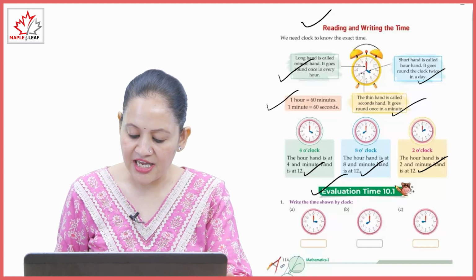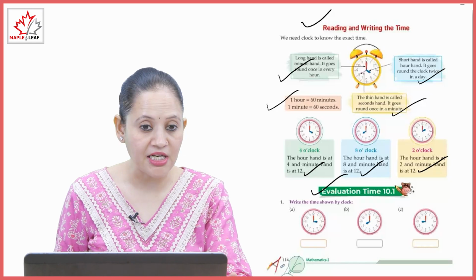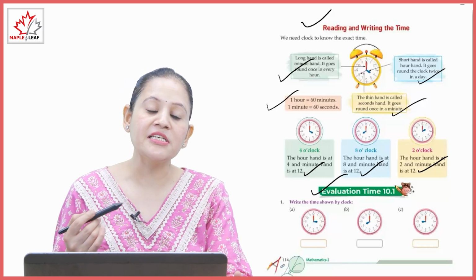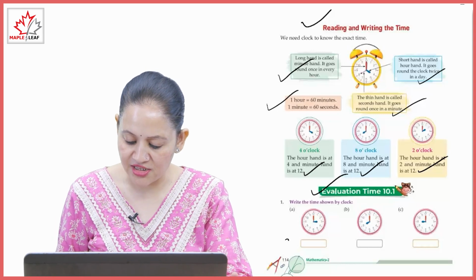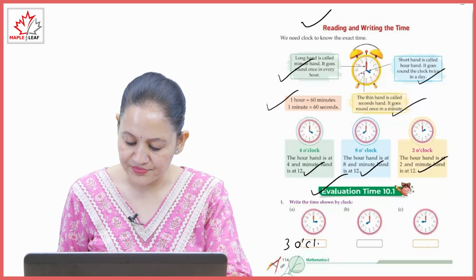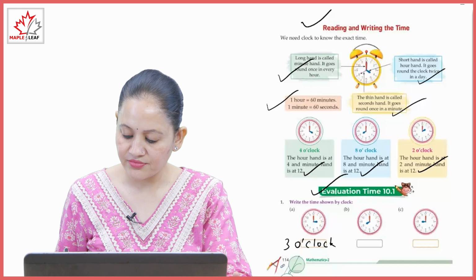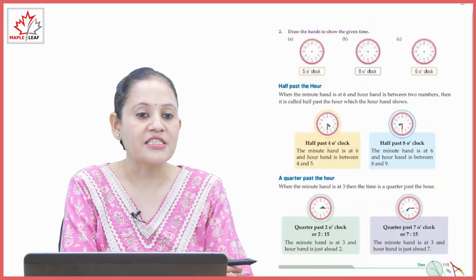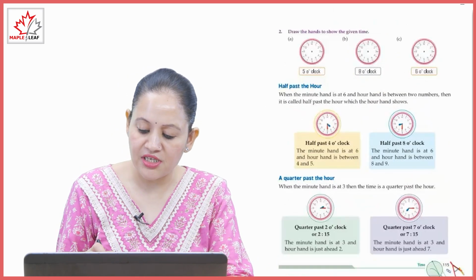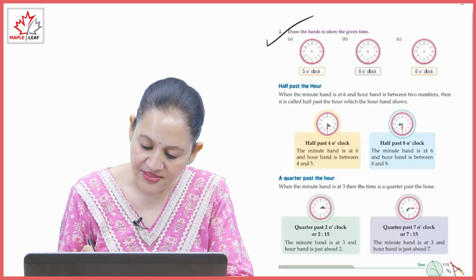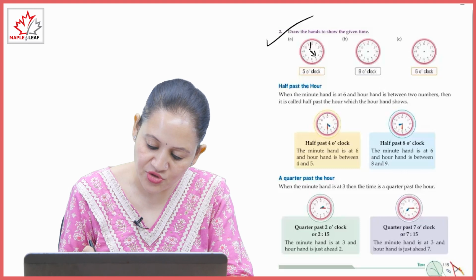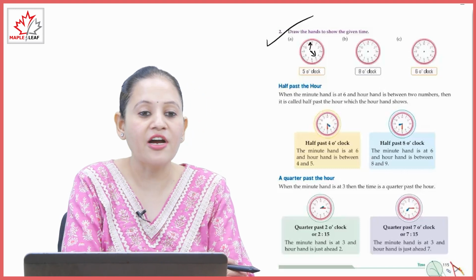Here you can see the hour hand is on 3 and the minute hand is on 12. जब भी minute hand जो होगा 12 पे होगा हम time को o'clock पे लिखेंगे. So time यहाँ पे क्या हो जाएगा? 3 o'clock. Next is draw the hands to show the given time. Time is 5 o'clock. That means the hour hand should be on 5 and the minute hand, the longer one, should be on 12. So time हो जाएगा 5 o'clock.